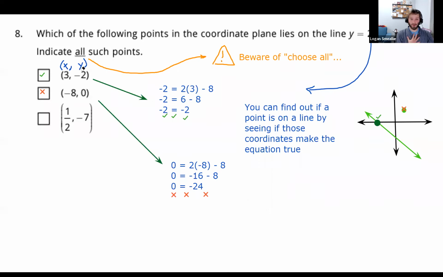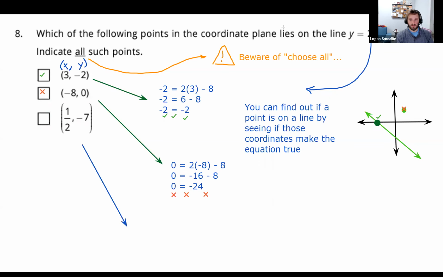I myself get those mixed up still to this day. To be honest, if I'm going to get one of these problems wrong, it's usually because I swapped my x and my y in the coordinates. So checking your work is a good way to practice that, especially if you are making that mistake often. Just be careful. Let's check the last one.